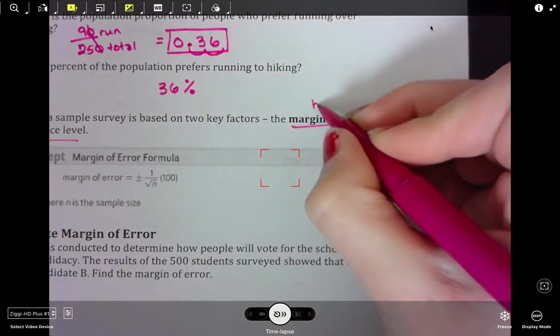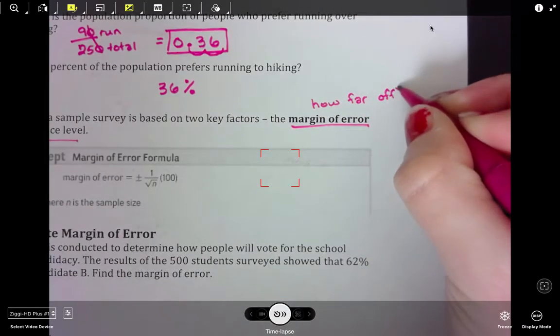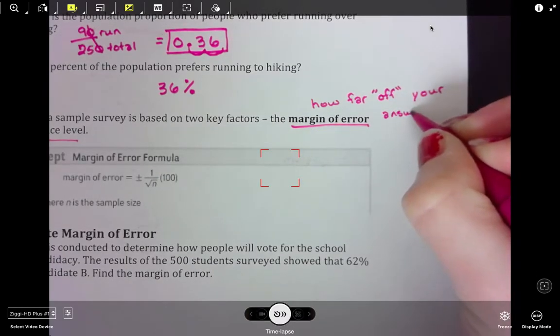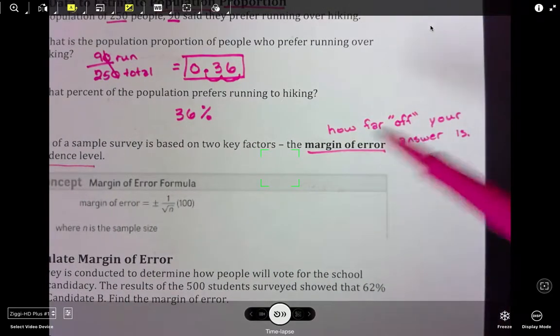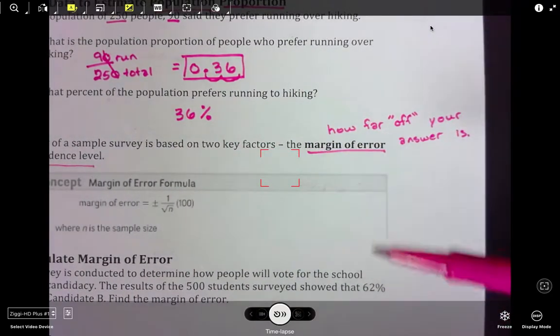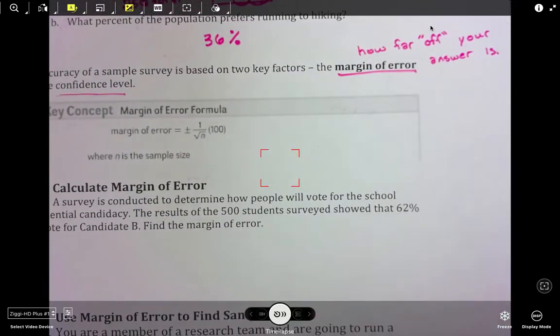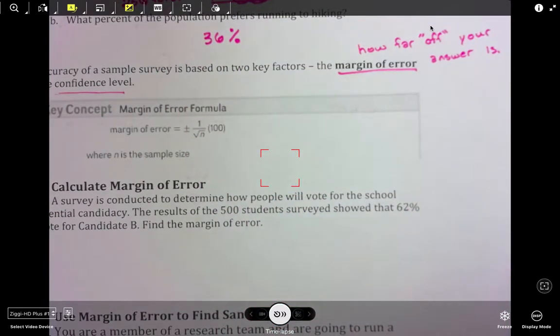So margin of error is how far off your answer is. Okay, so 36%. How far off is that from what the actual could be? Okay, so margin of error is just how good of an approximation is 36%, basically.